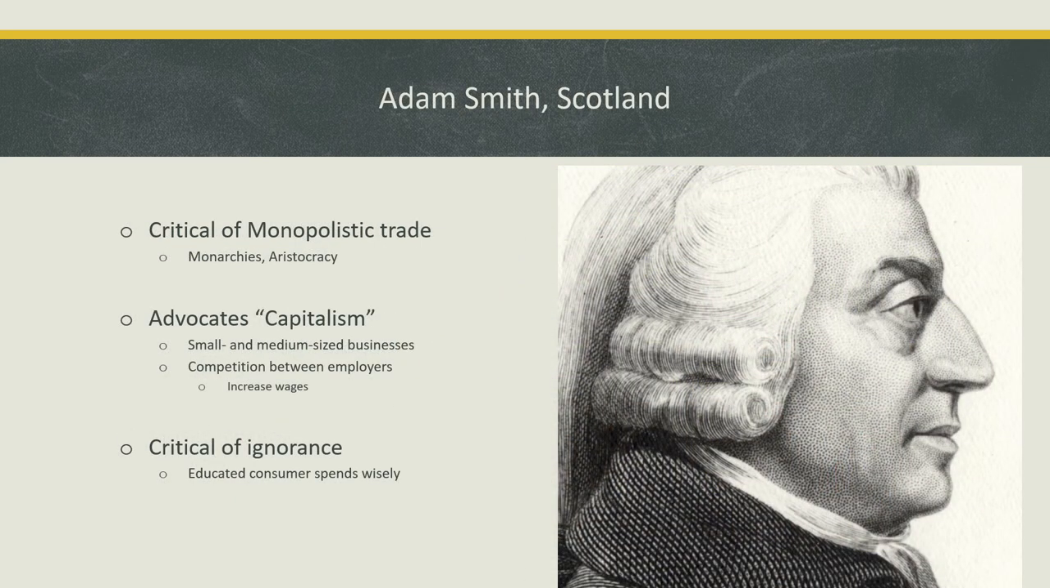Into this milieu of mercantilism and the control of commerce comes Adam Smith, a Scottish economic philosopher. And he's critical of monopolistic trade. He's critical of monarchies and the aristocracy being able to control this. He argues for an expansion of the ability of people to enter into the natural exchange of goods and services that is known as commerce. He advocates for a new system, again, an artificially imposed system called capitalism.